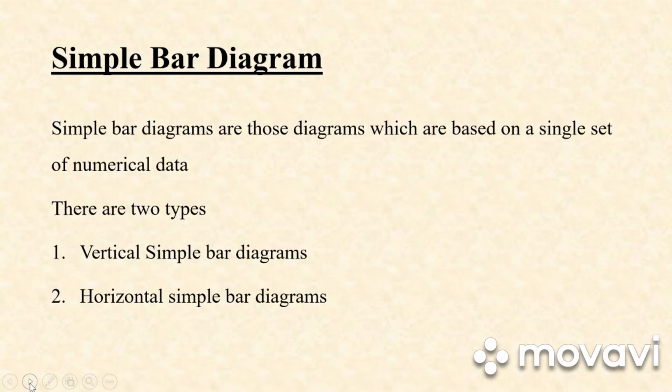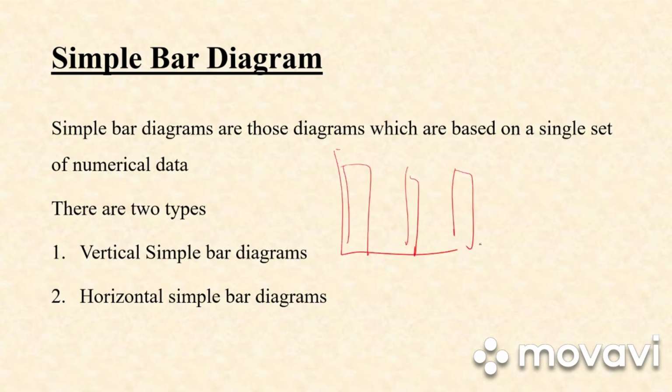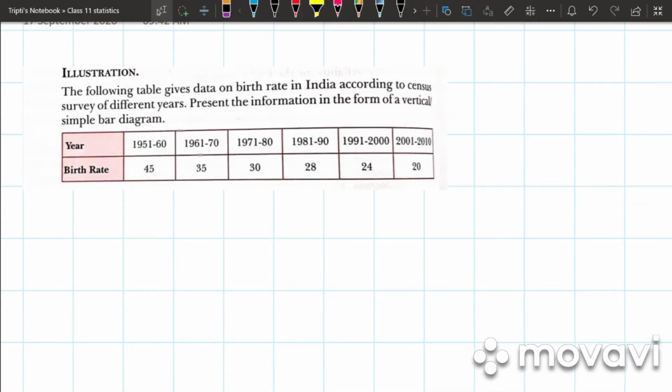So first we have a simple bar diagram. Simple bar diagrams are those diagrams which are based on a single set of data. So a single set will be given to you, and according to that we need to prepare a bar diagram. It can be two types, that is vertical. So the diagrams which are vertical, and then it can be horizontal. Clear? So let us work out a sum on simple bar diagram.